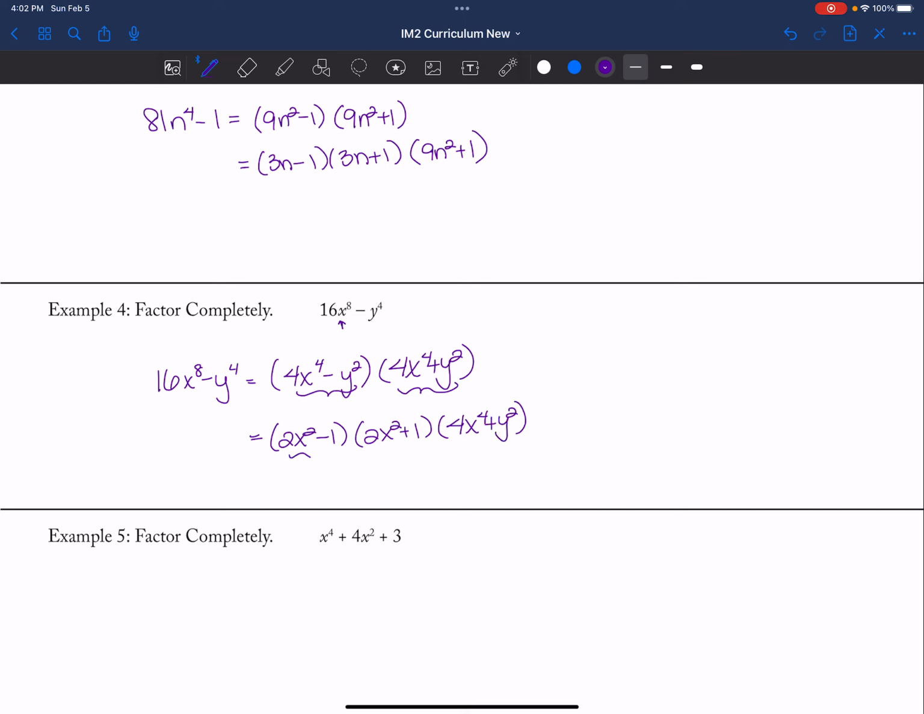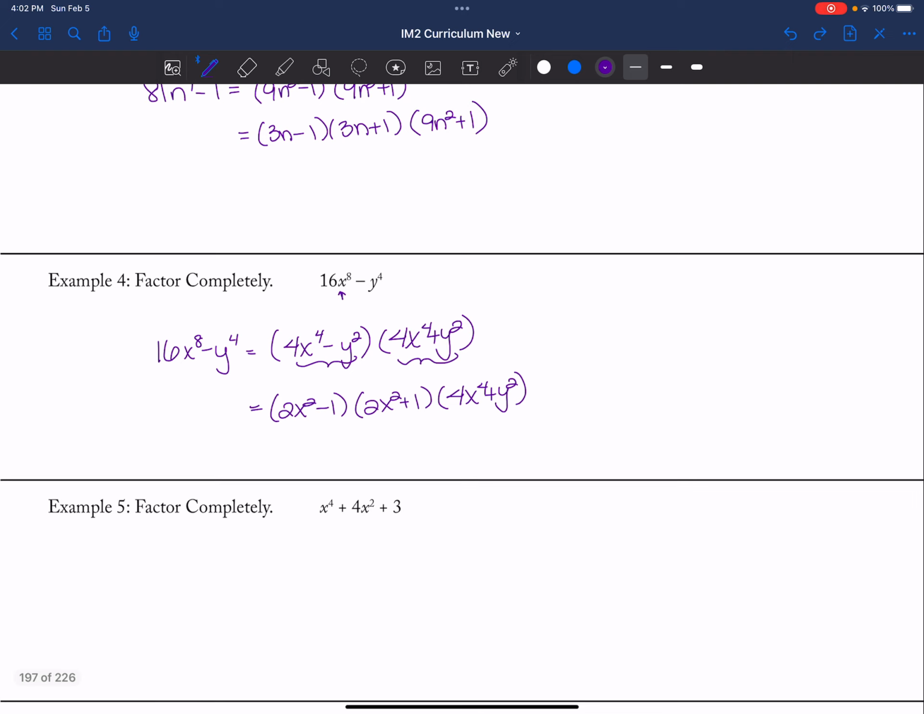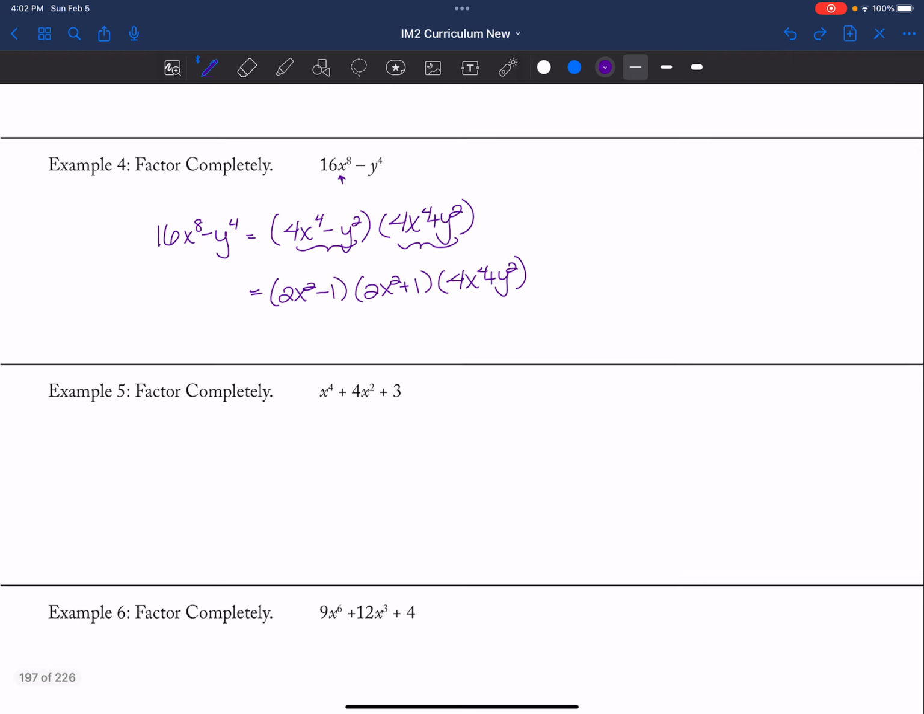In theory, I could actually factor this a little bit more with some square roots, but we're not there yet. We haven't really talked a lot about square roots other than in a previous class, so we're just going to leave it for right now. Okay.